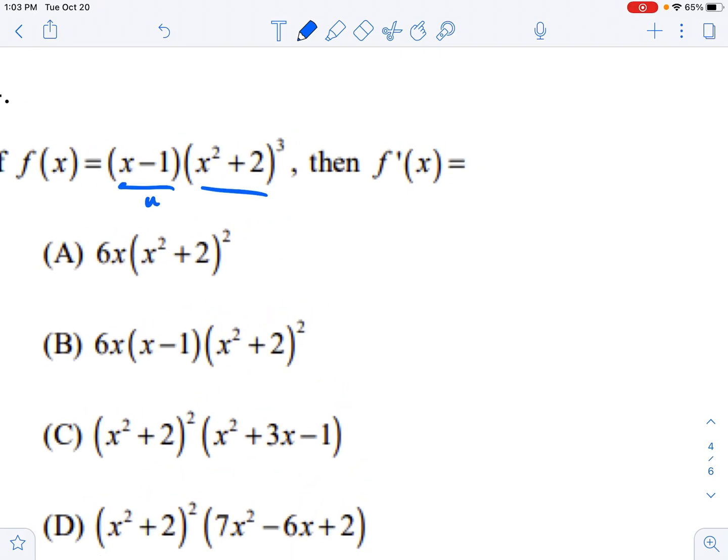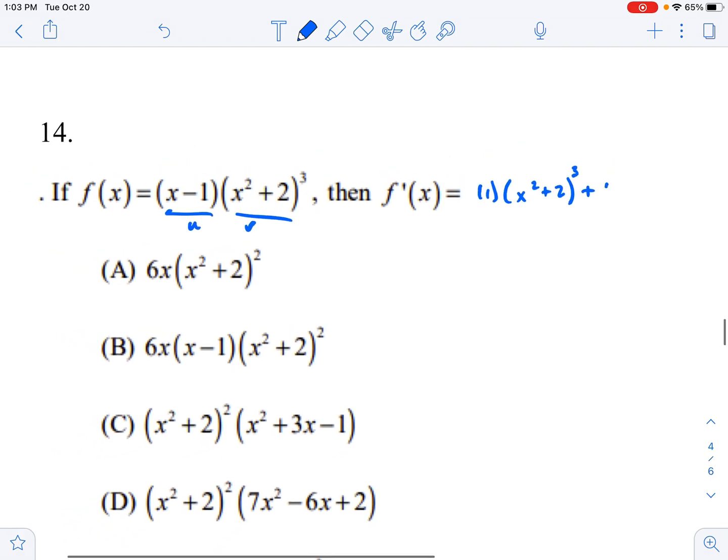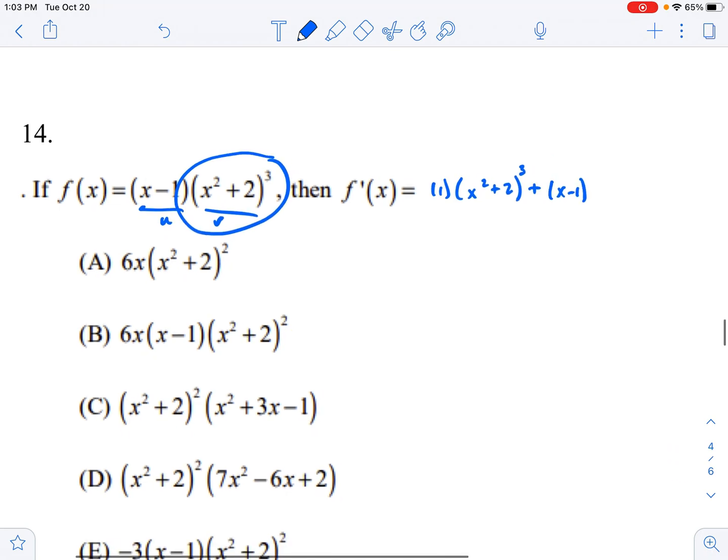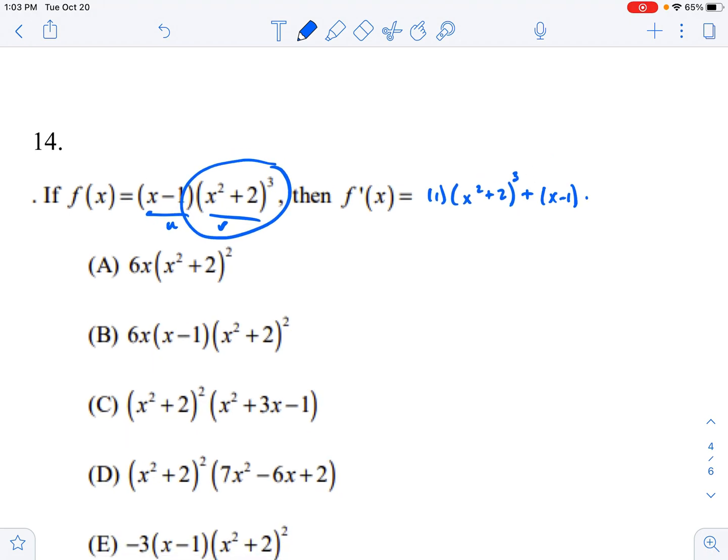Okay, taking the derivative of the first quantity I'm calling u, that would just be 1 times the second quantity I'm calling v. Okay, now I'll keep the first quantity, and now I'll multiply by the derivative of this, and again, that's where the chain rule is going to come into play. So I'm going to bring down the 3, leave the inside alone, subtract 1 from the original power, and now multiply by the derivative of the inside, which would be 2x.